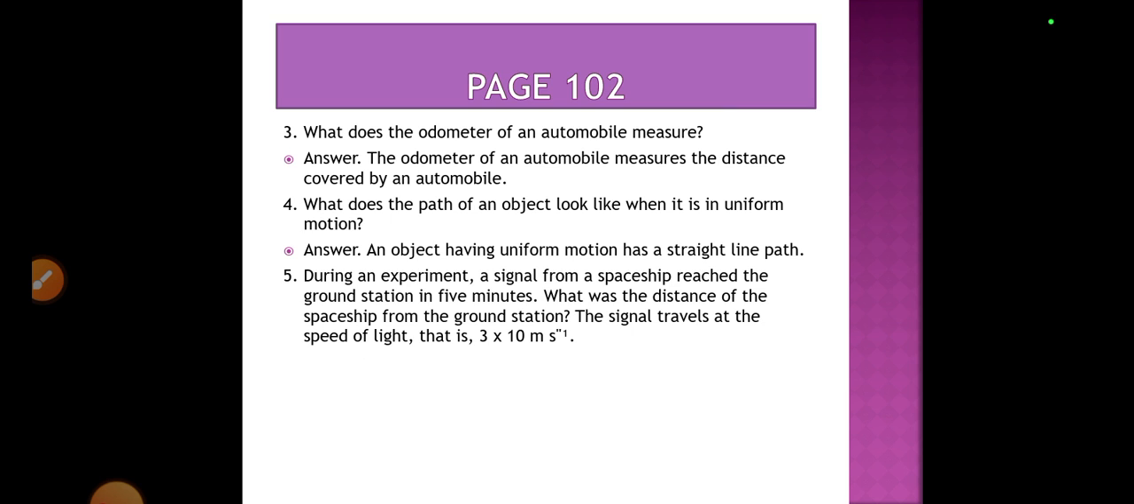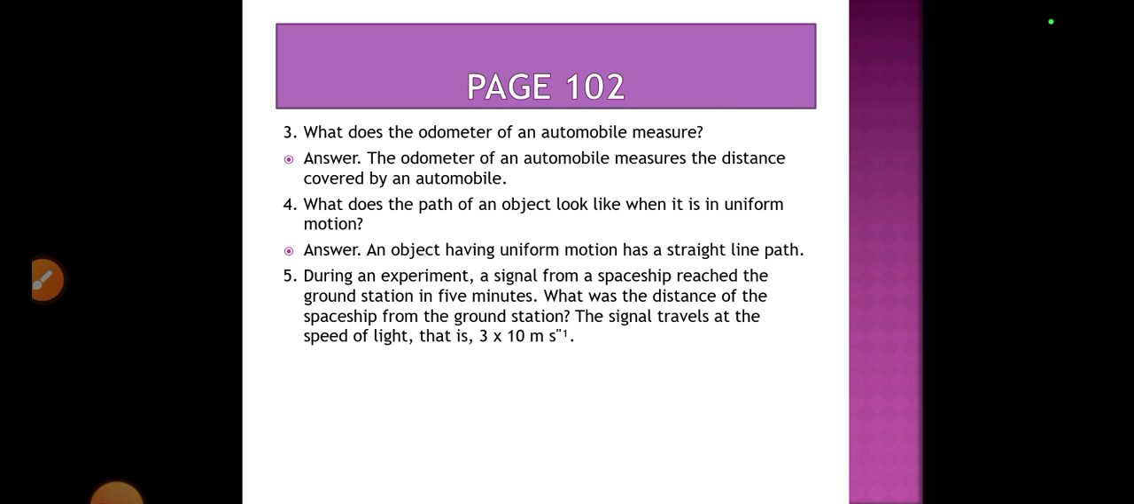What does the odometer of an automobile measure? The odometer of an automobile measures the distance covered by the automobile. Question 4. What does the path of an object look like when it is in uniform motion? An object having uniform motion has a straight line path.